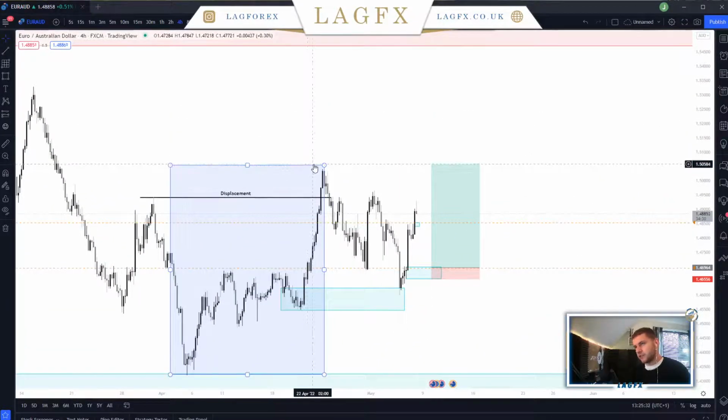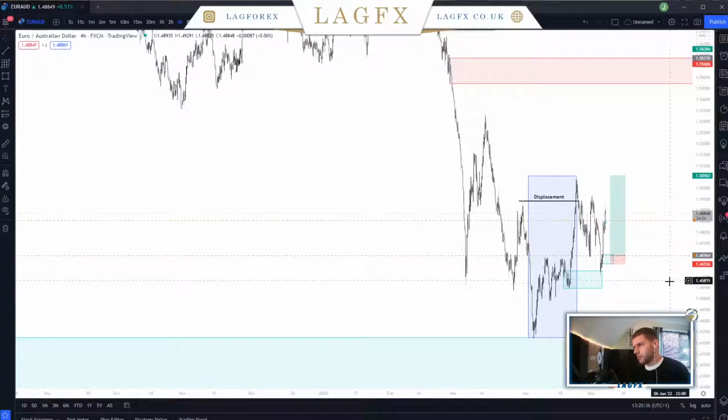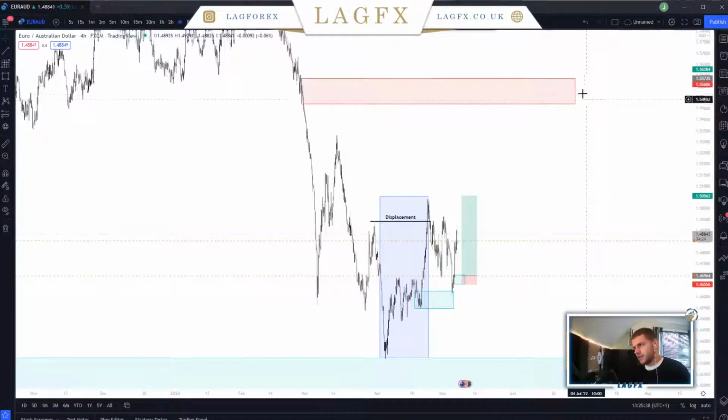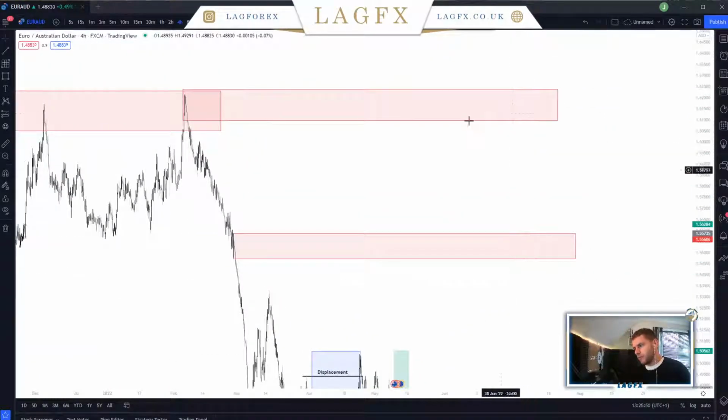We are at least hopefully going to exceed this final target, but my expectation is for price to potentially come and mitigate this zone here. So my argument is we are going to be bullish until we mitigate this zone. We're then going to watch what price does in this zone, potentially find enough supply to take us lower. If not, price may blow through and we'll look to change the bias from there.